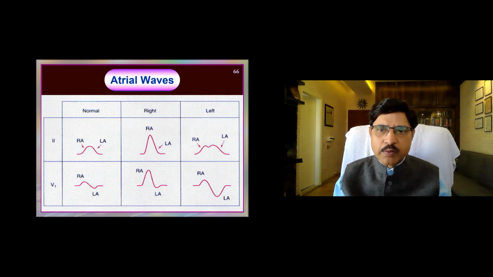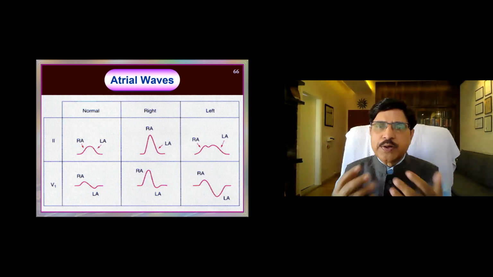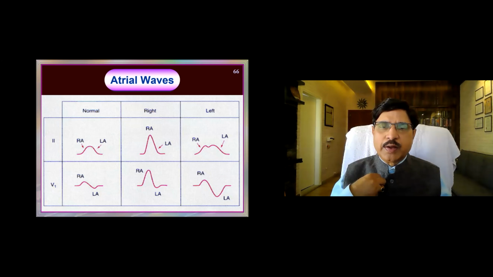Whereas when you come to V1, both components are separate. RA being directly under the V1, you register a positive right atrial component and a small left atrial component which is going away from the V1. So there will be an upward stroke and a little downward stroke, just as what is seen here, but they are very normal.